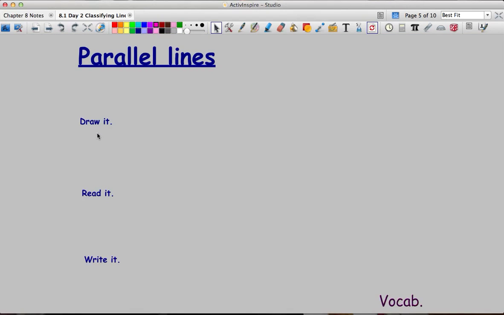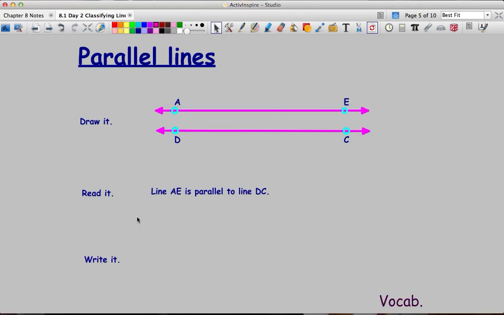Okay, parallel lines, to draw them, we just draw line AE and line DC. To help you draw lines, it's nice to maybe have a ruler or the straight edge of a protractor to help make those lines nice and straight. When we read this, we say that line AE is parallel to line DC.